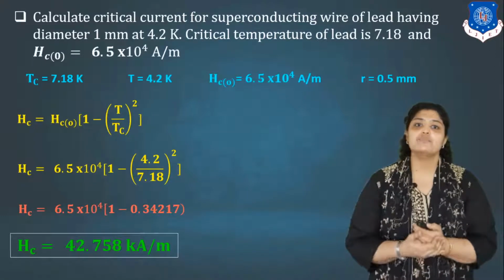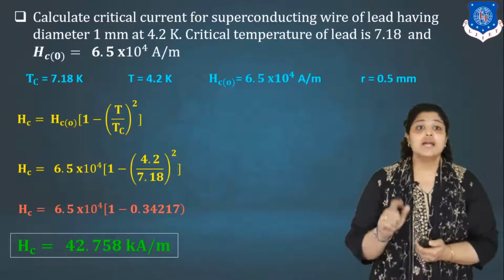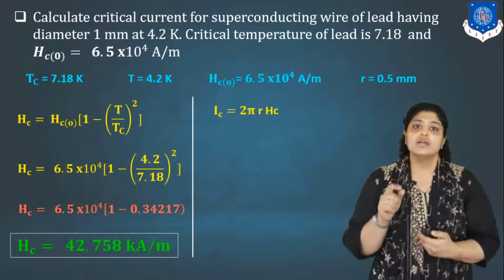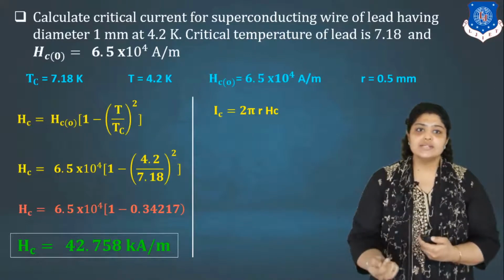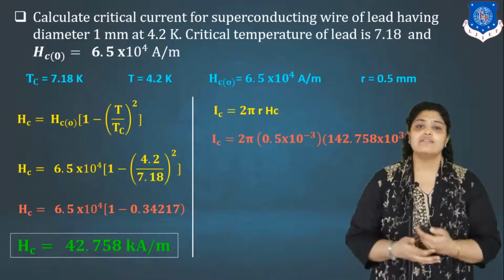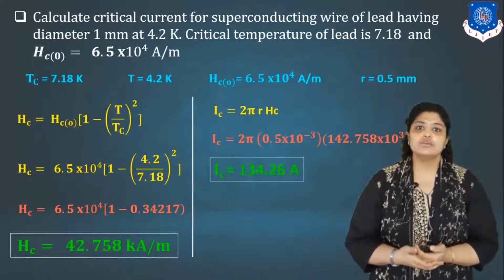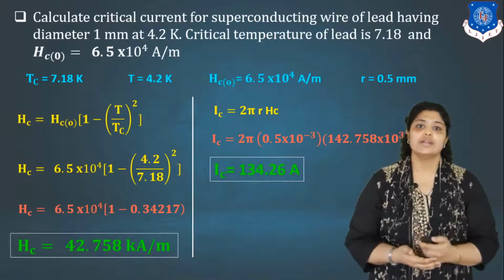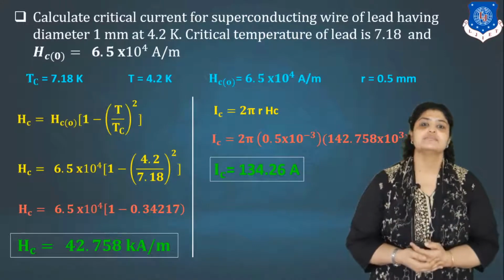42.758 kiloampere per meter. Now we know the relation Ic equals 2 pi r Hc, and we have already derived Hc. So substituting the given values and the derived value, we get the answer of Ic as 134.26 amperes.